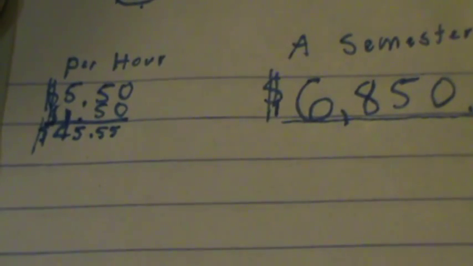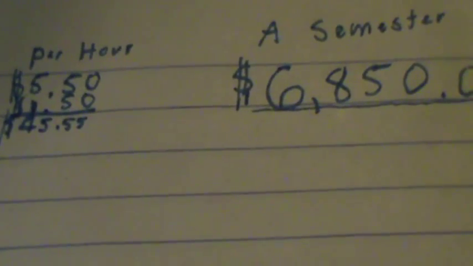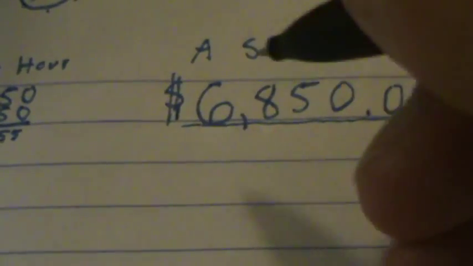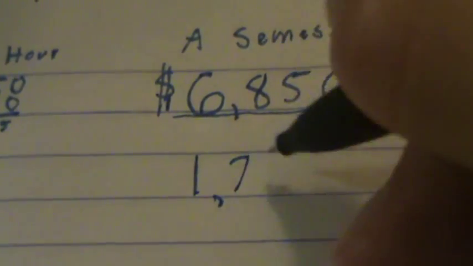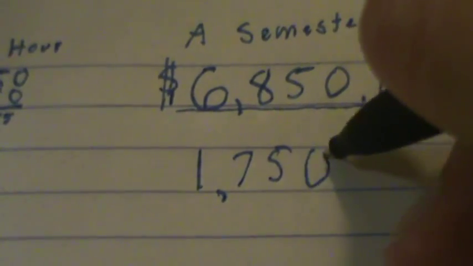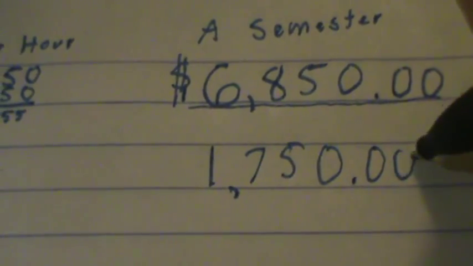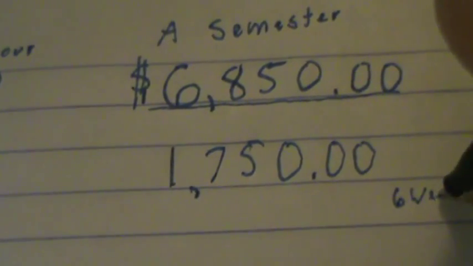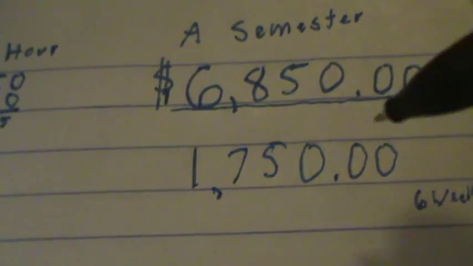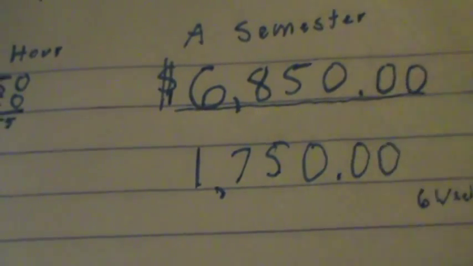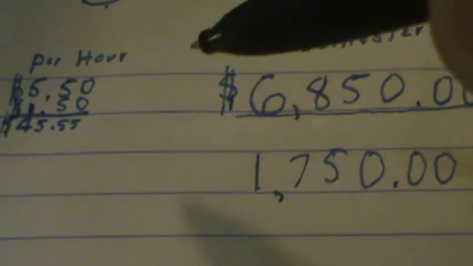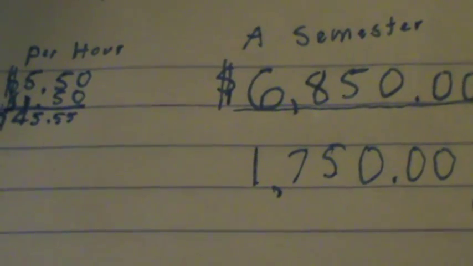So if we do the mathematical problem, if it's $6,000 a semester, and let's say we take $1,750 out of that, that would be equal to about the 6 weeks. So how much would it be for those 6 weeks? Let's say about $1,750 for the 6 weeks. So how much would that likely be per hour? Let's say on average it is $5.50.